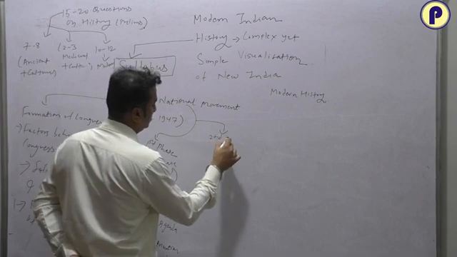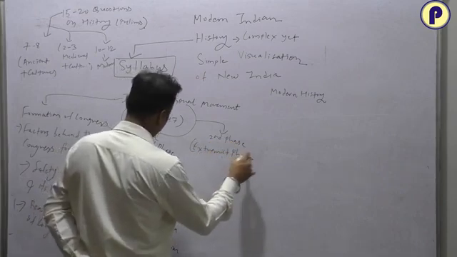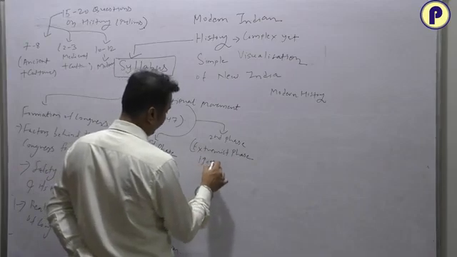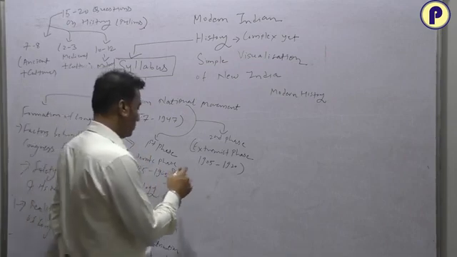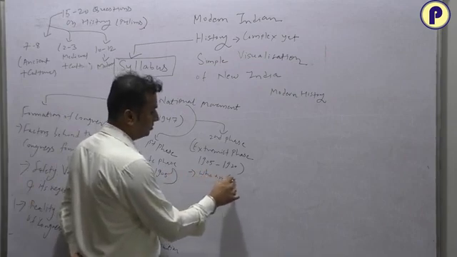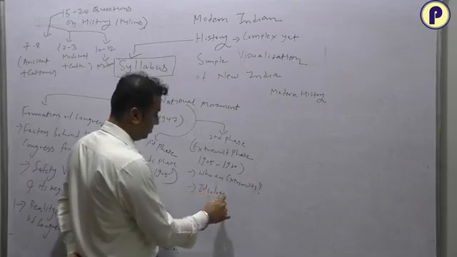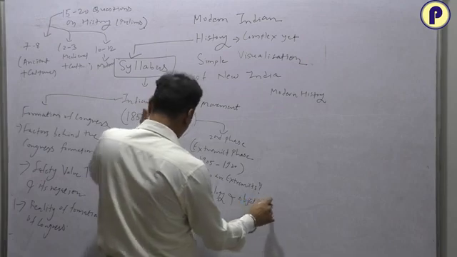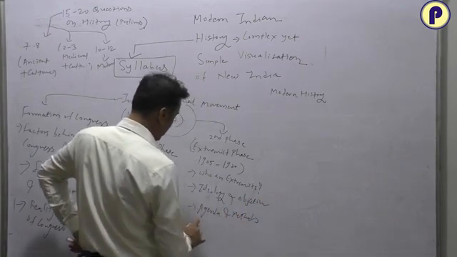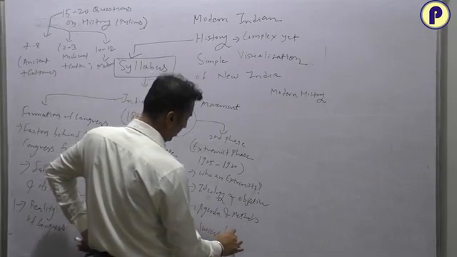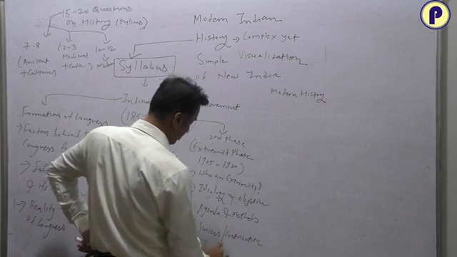Second phase we have the extremist phase, from 1905 to 1920. So first, who are extremists? That we have to know. Ideology and objective. Okay. Agenda and methods. Then success or contribution. Then we have failure or limitation.